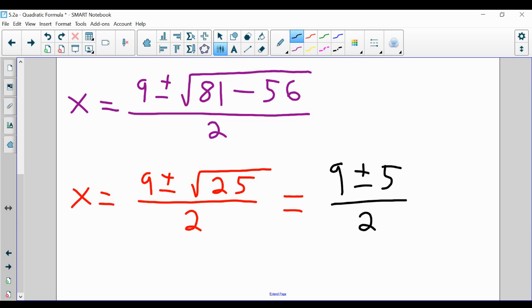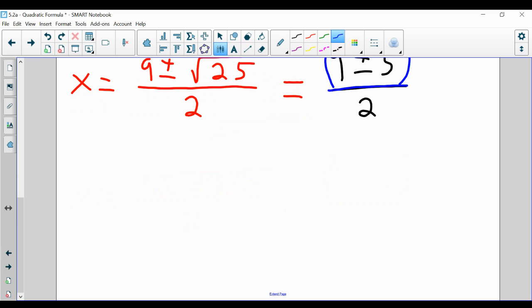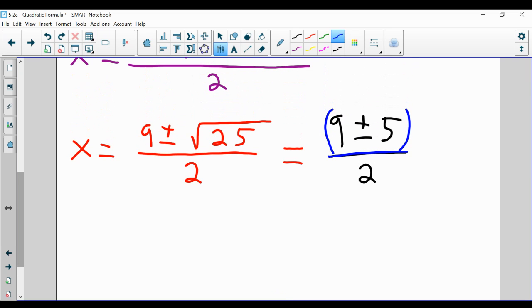Okay, at this point, we have to deal with this plus or minus sign. Now, if you recall from our polynomial unit and just think about PEMDAS, this numerator is technically in parentheses, meaning I have to add the 5 or subtract the 5 first before we divide by 2, which is nice because 9 divided by 2 is going to be a decimal. We don't want that. And so at this point, we're basically going to get two different problems.